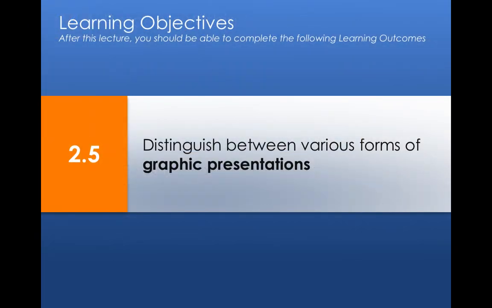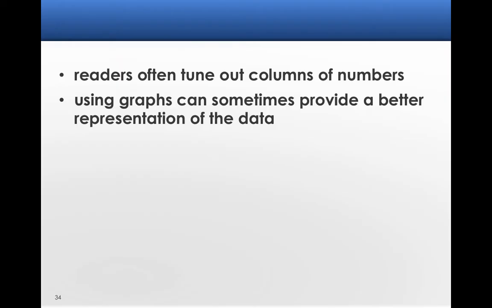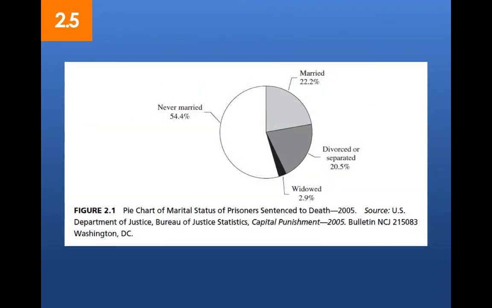Okay, we can also think about ways to present our material in a graph. We often tune out columns of numbers, but graphs are pretty easy to look at and grasp the meaning of the data pretty quickly. So here, for example, we have a breakdown of marital status of prisoners sentenced to death. We can see 54.4% were never married.